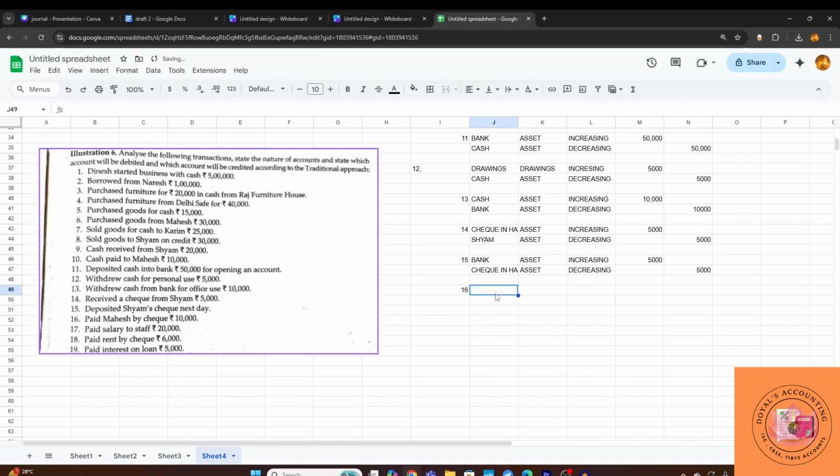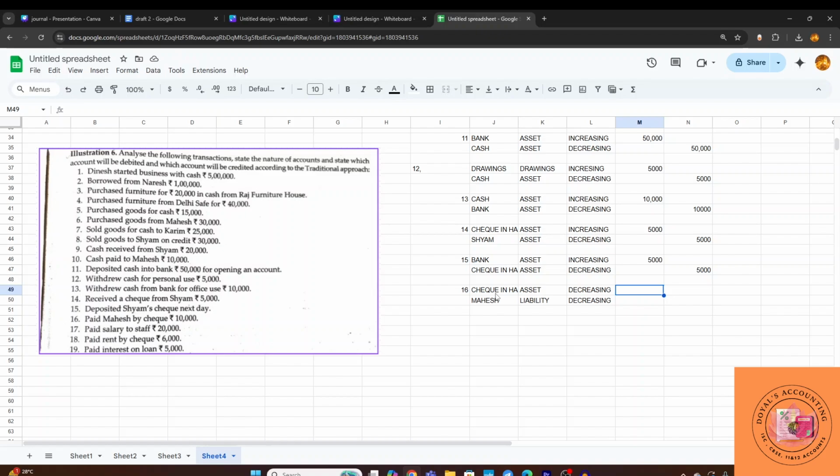Now our next transaction, number 16. We paid Mahesh by check for rupees 10,000. So what is the transaction here? Check in hand and Mahesh. Check in hand is an asset and Mahesh is our liability. So here, since we are issuing out a check, our balance will decrease and Mahesh is our liability. We are paying off our liability. Our liability is decreasing.